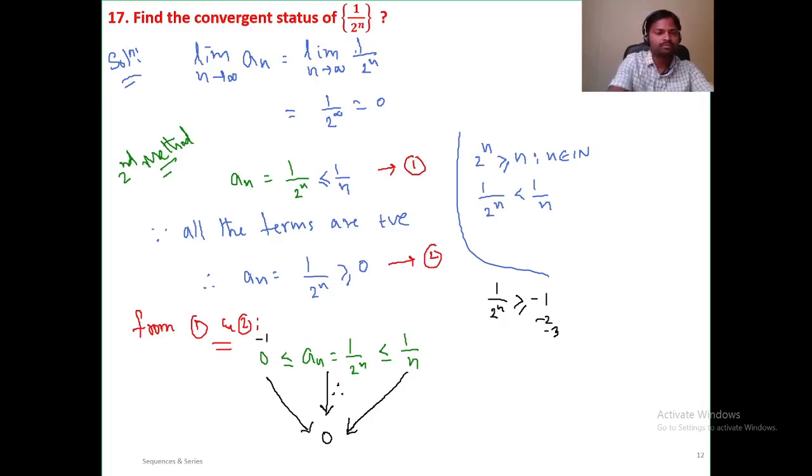So therefore, the lower bound I can take, for the time being, will be 0. So the lower bound is converging to 0 and the upper bound is converging to 0. Therefore the middle term is converging to 0. Therefore the final conclusion, by the sandwich theorem, is that the sequence a_n converges to 0 as n tends to infinity. That's it. So this is by using the sandwich theorem.